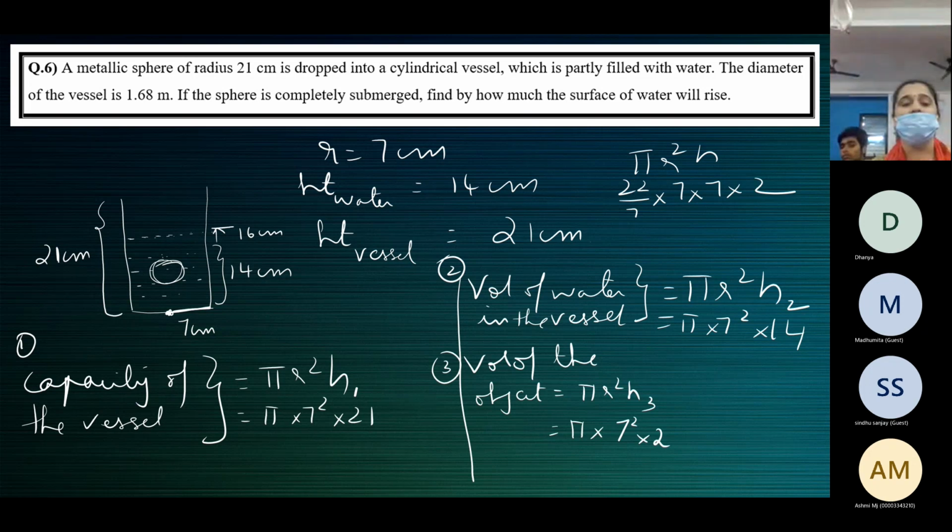You might say the object is not cylindrical, so why use the cylinder formula? It's not cylindrical, but because you drop the object, only the height of the water increases by 2 centimeters. So this volume of water is equal to the volume of the object. The height is 2 centimeters and the radius is 7, so pi into 7 into 7 into 2 gives the volume of this water, which is equal to the volume of the object.